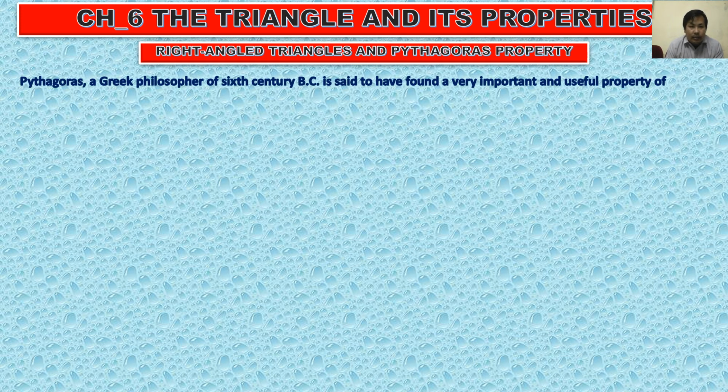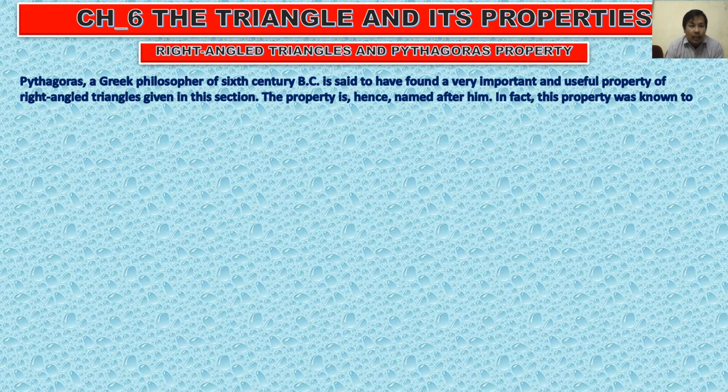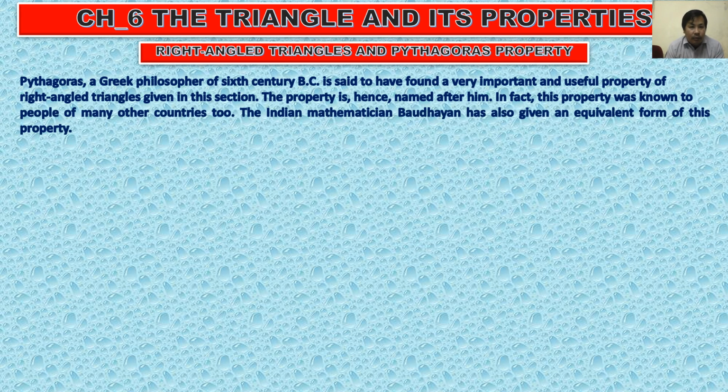Pythagoras was a Greek philosopher of the 6th century BC. He is said to have found a very important and useful property of right angle triangles given in this section. The property is hence named after him, so that's why it is called Pythagoras property or Pythagoras theorem. In fact, this property was known to people of many other countries too. The Indian mathematician Baudhayana has also given an equivalent form of this property.